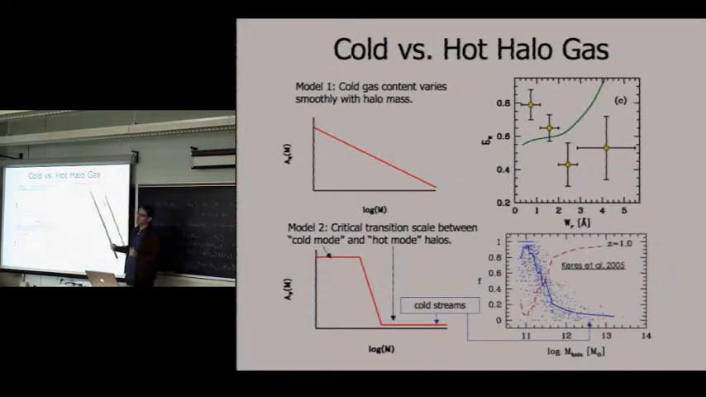Bias relative to the LRGs. Maybe I should have just put B_W divided by B_LRG, but. About two, yeah.